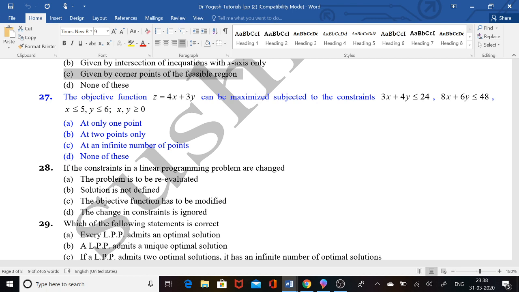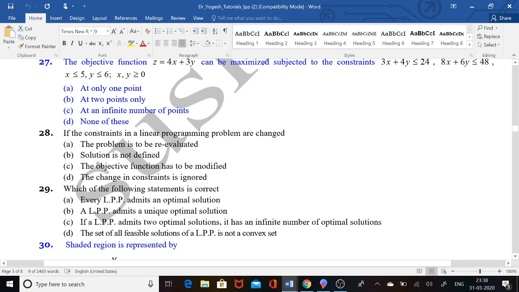Come to 28th one. If the constraints in a linear programming problem are changed, the problem has to be re-evaluated. Obvious it is. 28th one. The solution will be defined, and the objective function will be same. No need to modify, Z can be same. The change in constraints cannot be ignored. So therefore, the problem has to be re-evaluated.